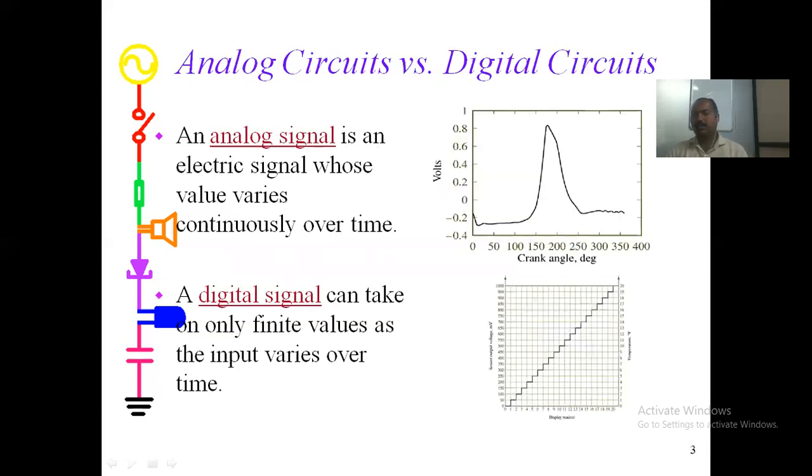This is also part of your syllabus: which is analog, which is digital, right? Any signal which changes with respect to time. Now please give me an example of an analog signal, a signal which changes with respect to time. Please give me an example.